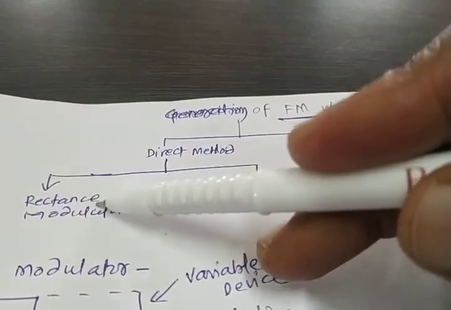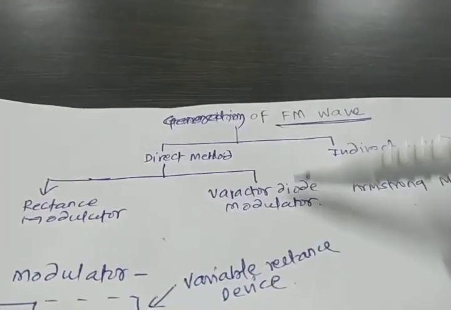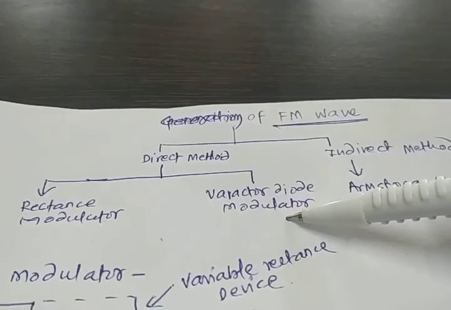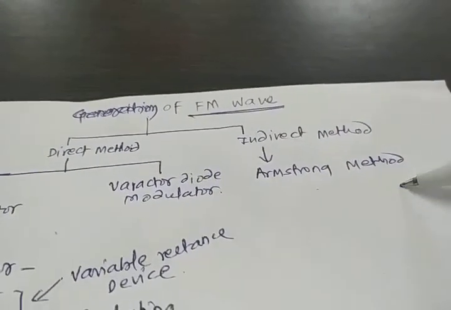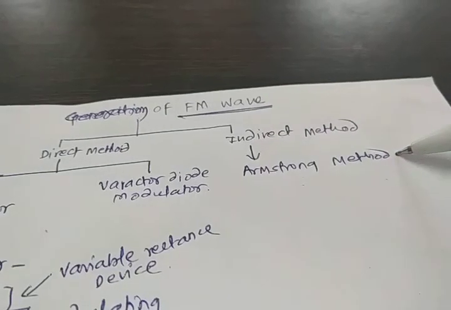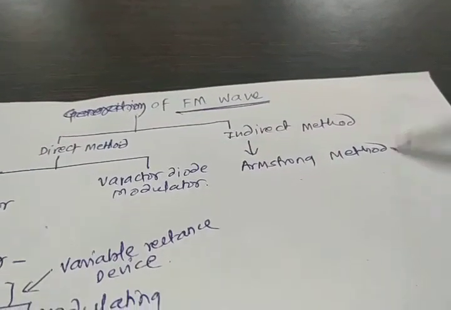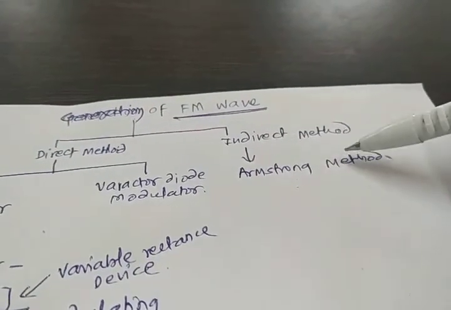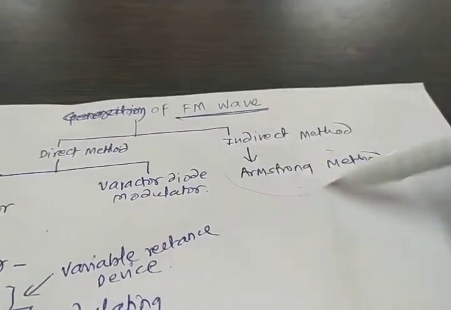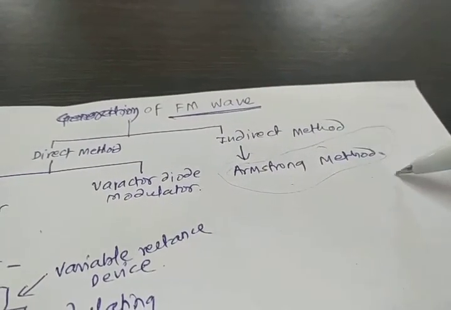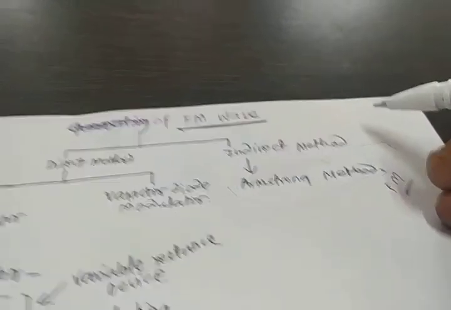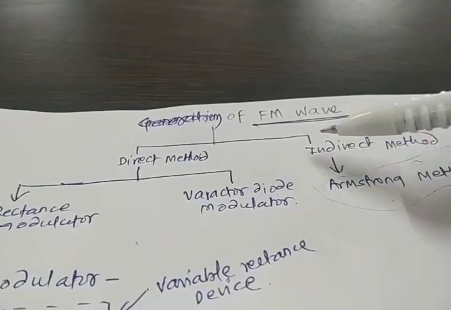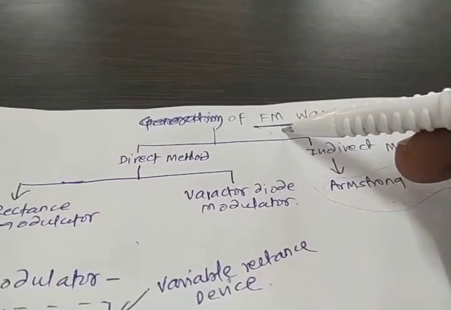One is the reactance modulator circuit, and the other is the varactor diode modulator circuit. In the indirect method, there is just one single method called the Armstrong method. Most of the time, about 90%, we use this Armstrong method for generating the FM signal. So this is the simple classification for generating the frequency modulated signal.